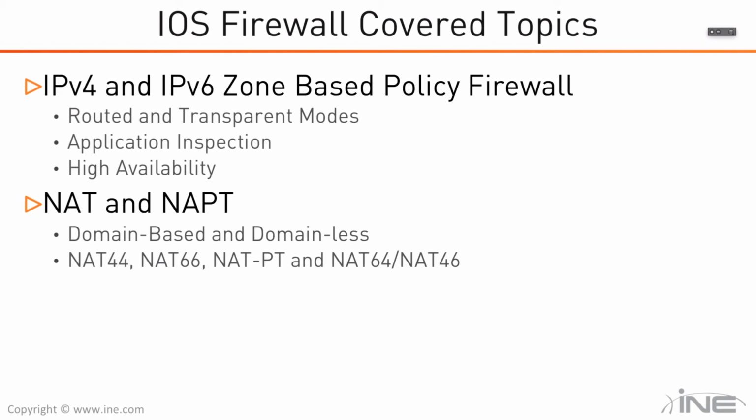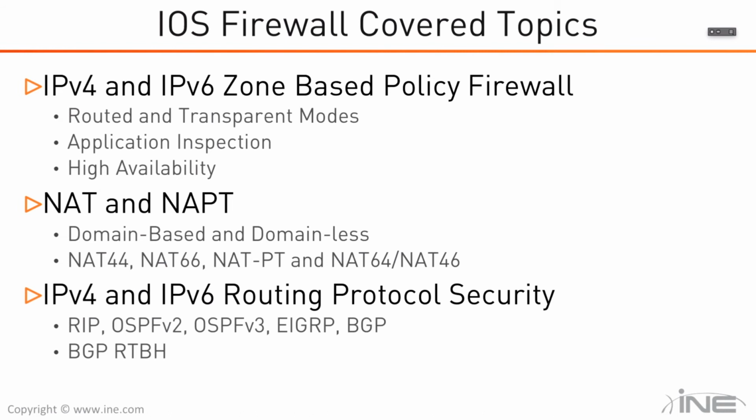Afterwards, we're going to go to control plane security. First of all, IPv4 and IPv6 routing protocol security. I'm going to speak about all options in there: RIP for IPv4, RIPng for IPv6, OSPF version 2 for IPv4, OSPF version 3 for IPv4 and IPv6, EIGRP for IPv4 and IPv6, and of course BGP as well. And then we're going to touch base also with a specific BGP feature used for denial of service attacks, BGP remotely triggered black hole filtering, or BGP RTBH.